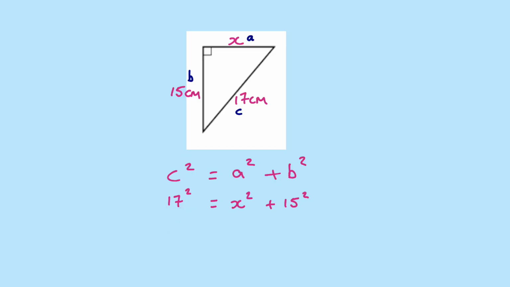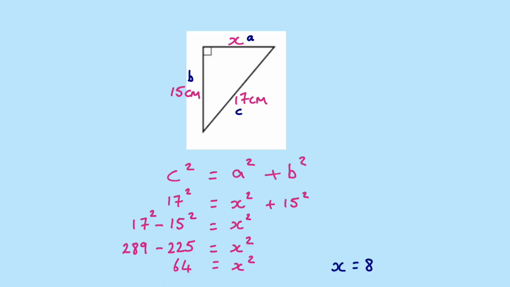So 17 squared, take away 15 squared from the left hand side, equals x squared, and taking away 15 squared from plus 15 squared leaves us with nothing. Then all we need to do is work out 17 squared and 15 squared and subtract them. And that gives us our x squared. And then of course our final step, we have x squared, but we want to find just our x. So we do the square root of 64, which gives us an answer of 8 centimeters.